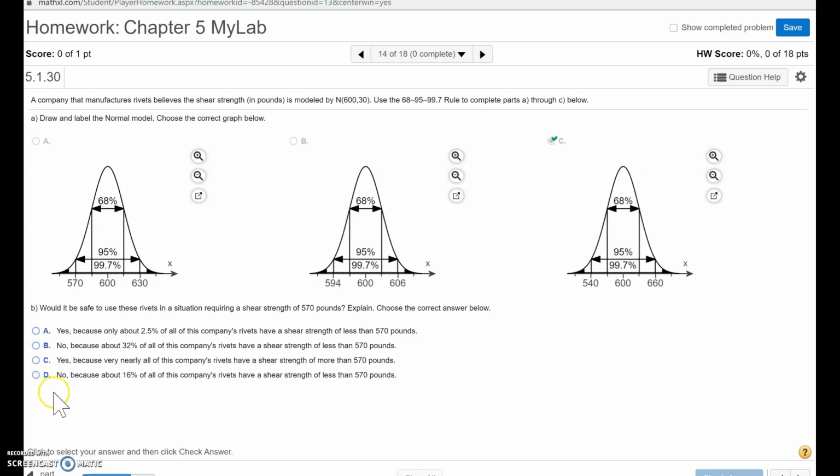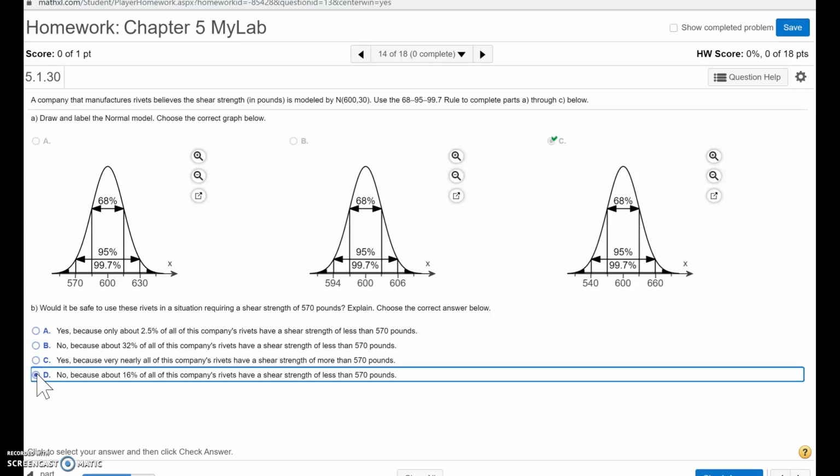But let's read it anyways. No, because about 16% of the company's rivets have a shear strength less than 570. So yes, no is the correct answer. So D is the correct answer.